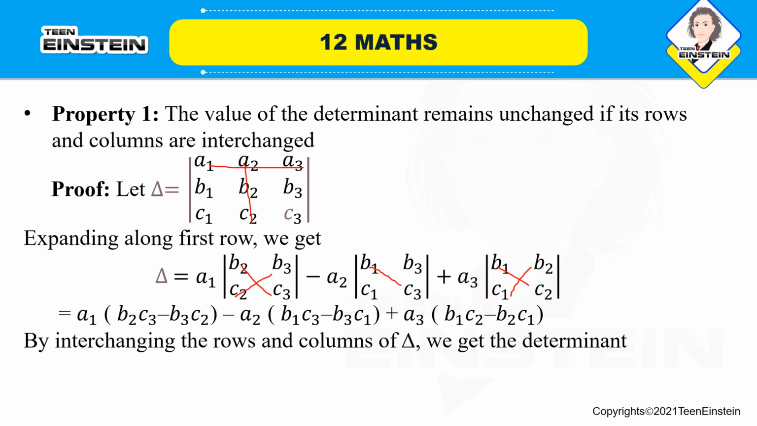So this is the value of the determinant delta. Now in delta, I am going to interchange the rows and columns. So I will get a new determinant. Then I will find the value of the new determinant.